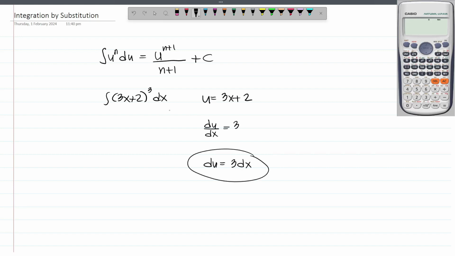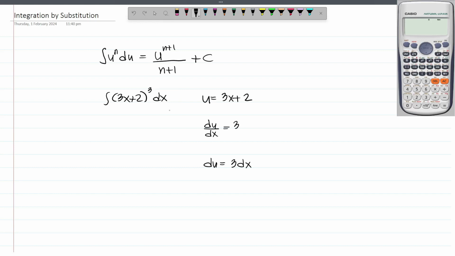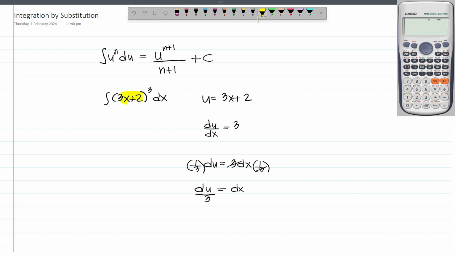After this, we need to isolate dx so that we can substitute it. Multiplying both sides by 1/3, we have dx is equal to du divided by 3, because these will cancel. Now we can replace dx by du over 3, and we can also replace 3x plus 2 by the variable u. Let's color this one: this is our u, and this is our dx. We can now substitute: this is u cubed, and our dx will become du over 3.